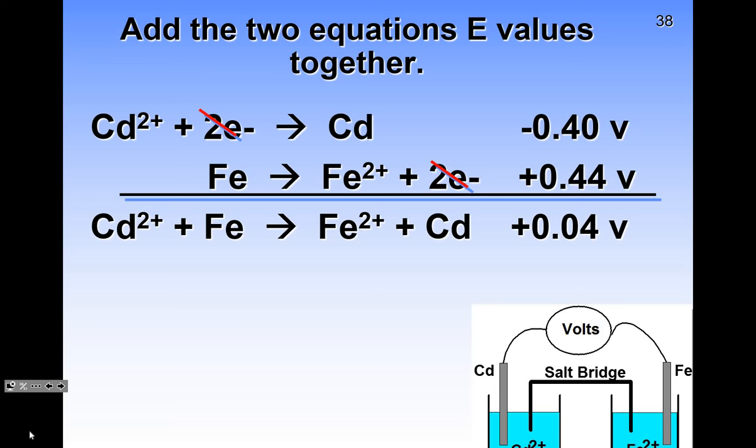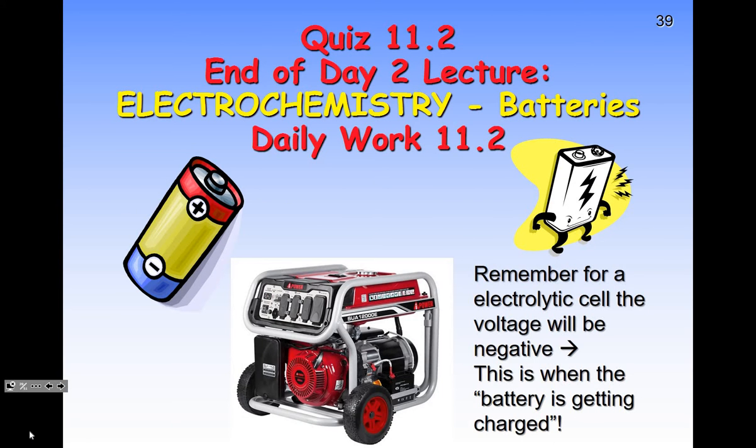Now, let me explain what we're going to do next. We remember that when you have a negative voltage, you're going to have an electrolytic cell. So if it asks for an electrolytic cell, you're wanting a negative voltage, so you're going to flip the top one, not the bottom one. If it asks for a voltaic cell, you're going to flip the bottom one.